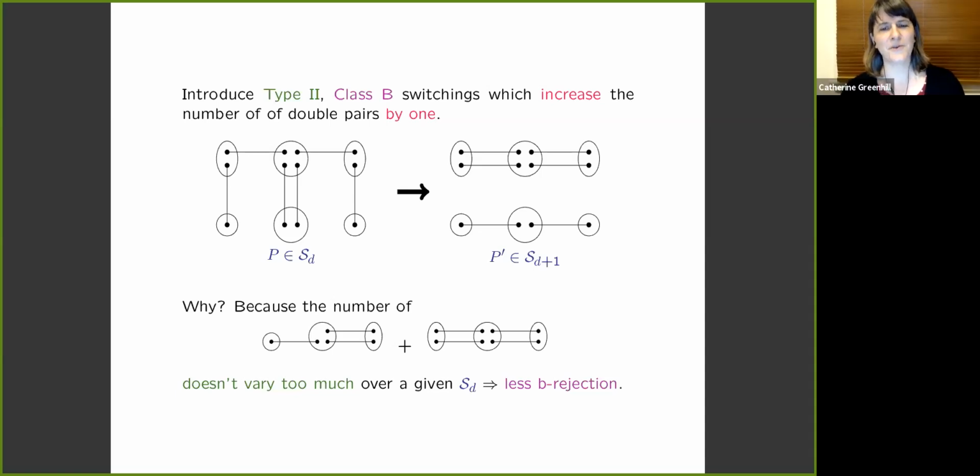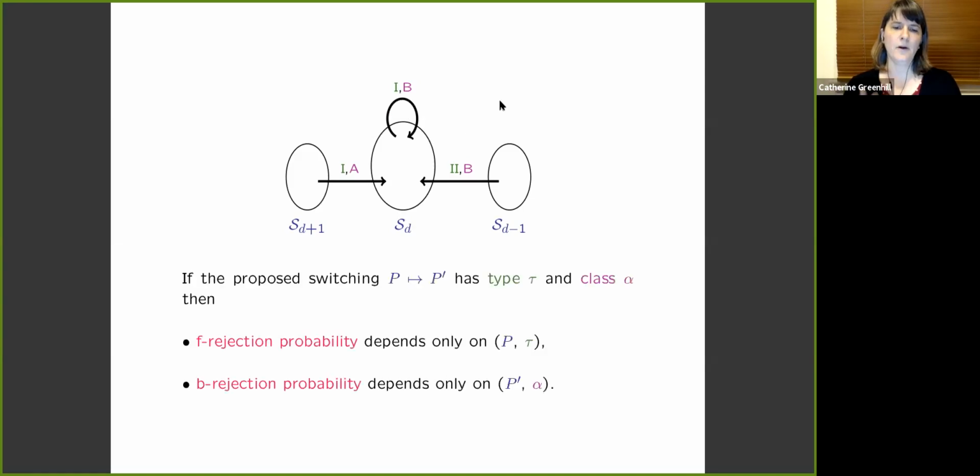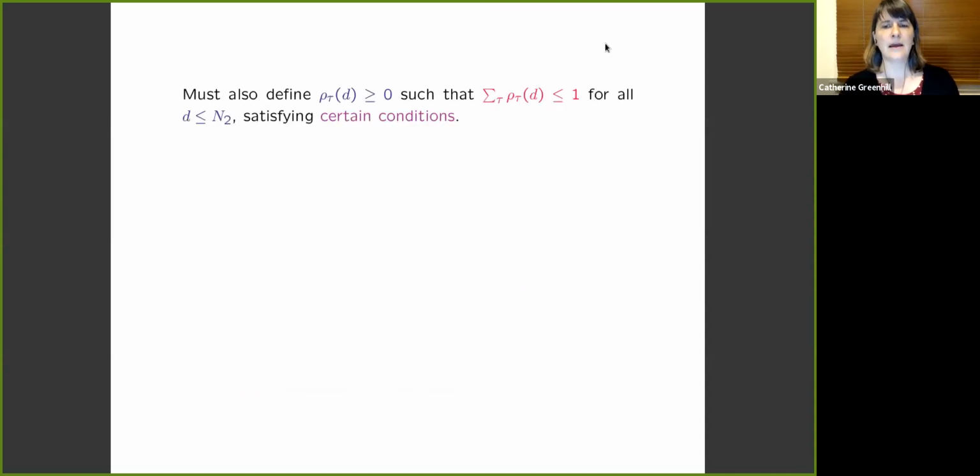All right. So these are the ideas that McKay-Wormald used, and this is the picture now. Instead of just having switchings that march down all the time, we have 3 different ways of coming into the set SD. Okay, I'll also note that the F rejection probability just depends on P and the type of switching, while the B rejection probability depends only on P primed, the target, like the endpoint, and the class of the switching.